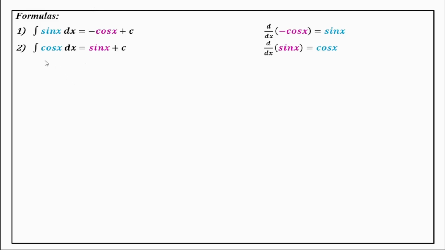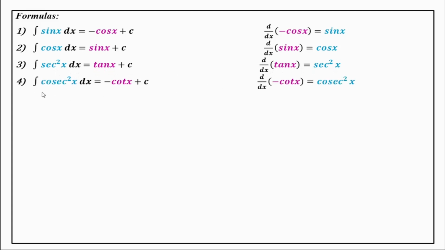Now integration of cos x is sin x because differentiation of sin x is cos x. Integration of secant square x is tan x because differentiation of tan x is secant square x. Similarly, integration of cosecant square x is minus cot x because differentiation of minus cot x is cosecant square x. You know cot x differentiation is minus cosecant square x. So minus into minus becomes plus, and we have the inverse process here.